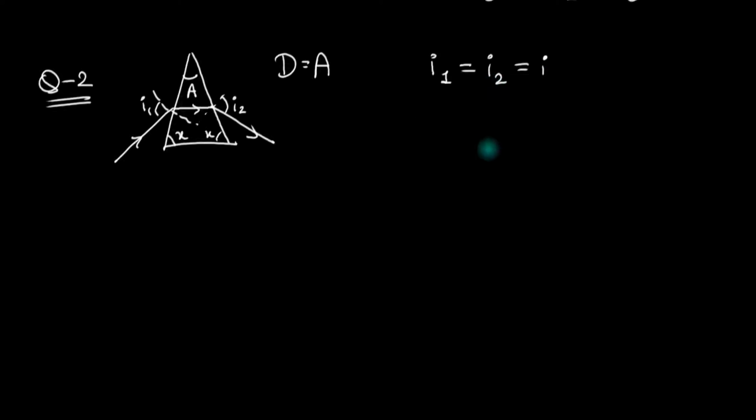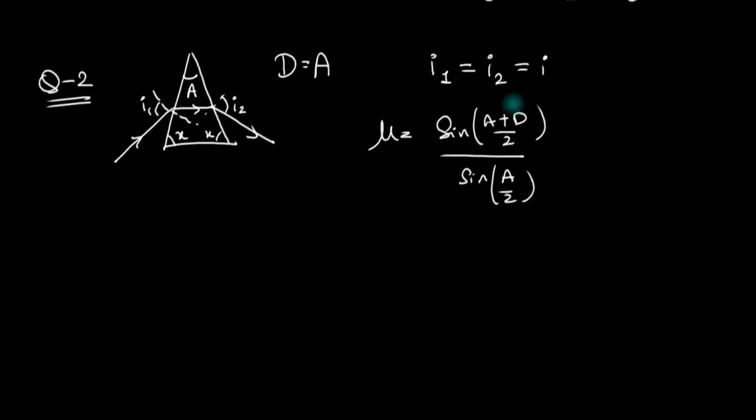From this, can we calculate what the required angle of incidence is? Yes, we must be able to do that. How do we do that? Well, you remember the formula mu equals sine of (A plus D) divided by 2, divided by sine of A divided by 2.